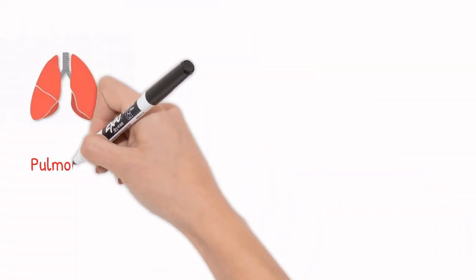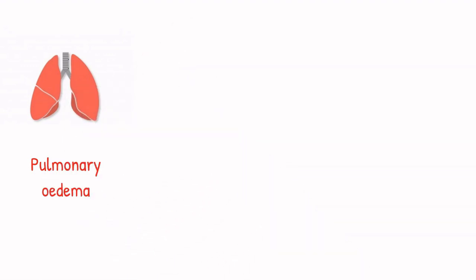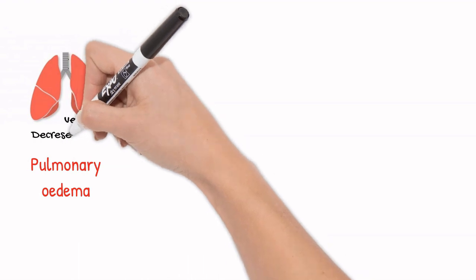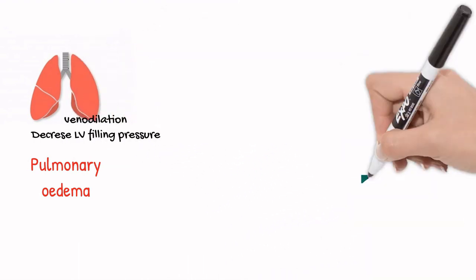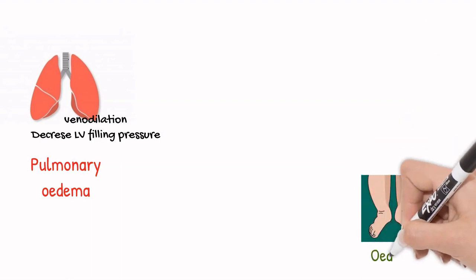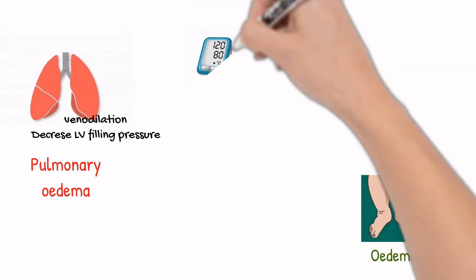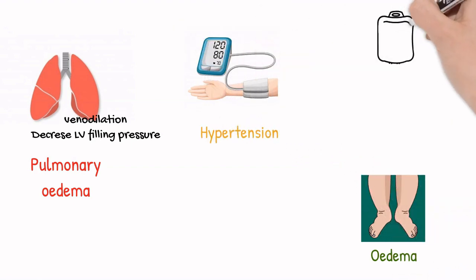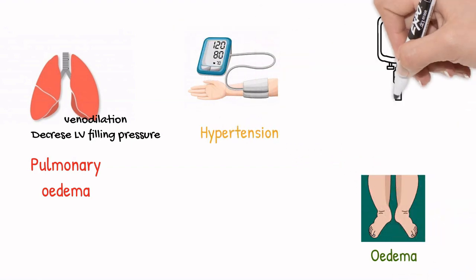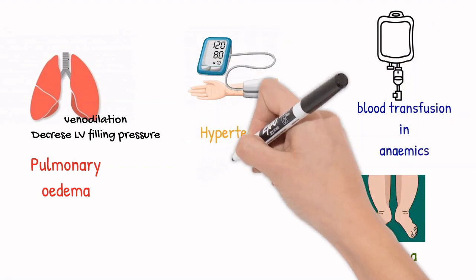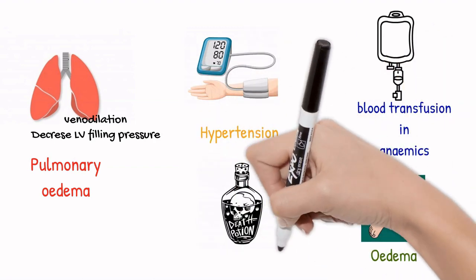Furosemide is used in the management of pulmonary edema because it causes venodilatation and decreases left ventricular filling pressure. Probably this mechanism is mediated via prostaglandins. It can be used in all cases of edema. It is used in the management of hypertension which is resistant to first-line antihypertensive therapy. It is used in blood transfusion in severely anemic patients and can be used in cases of poisoning for forced diuresis.